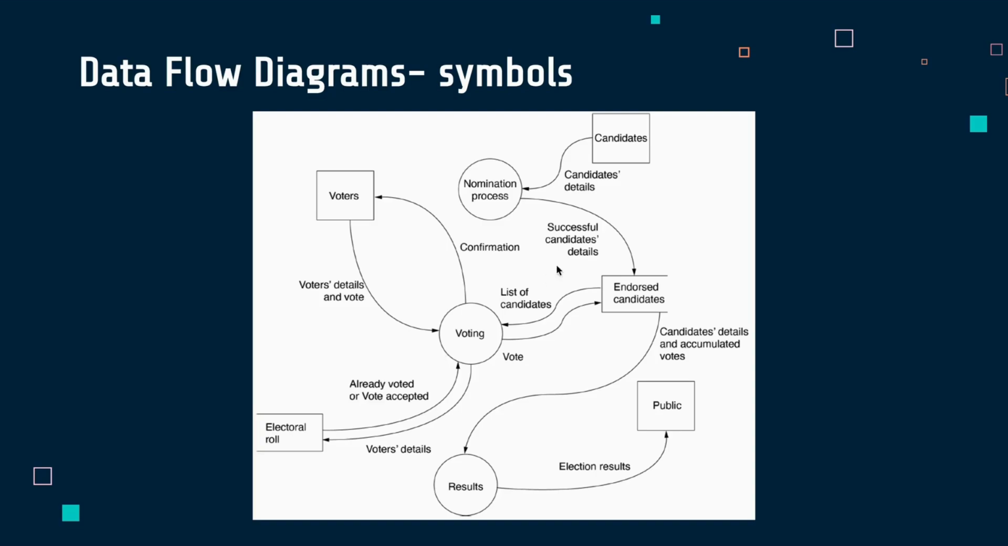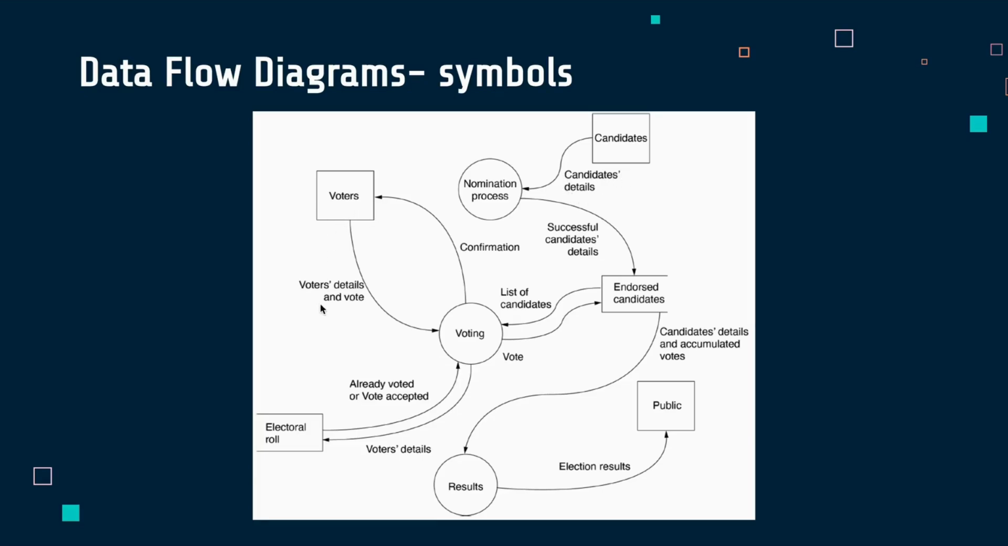I'm just going to do it from candidates and show you an example. So the candidates are the external entity. They're the people. They are Donald Trump, Kamala Harris, they are the candidates. So from them, their details are put into the nomination process. The nomination process spits out a list of successful candidates. They then get saved in a database called endorsed candidates. You'll notice that this here is a piece of data and this here is a piece of data.